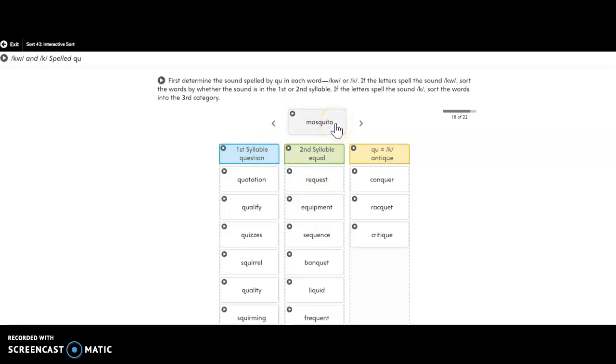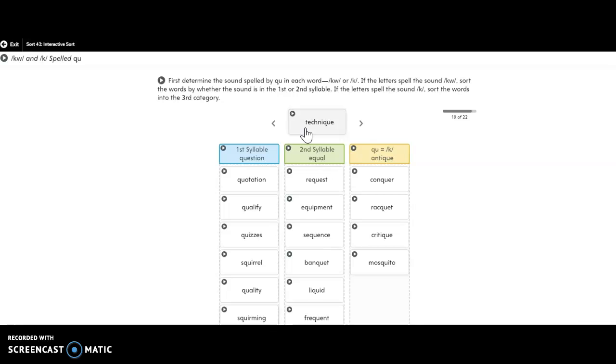Next, mosquito. When I say this word, my mouth never makes the shape like I'm trying to say W. It's not mosquito. I don't feel that. So I think that QU is serving as a K sound. We have a lot of those up in Minnesota where I'm from. It makes it very itchy if you get a lot of mosquito bites.